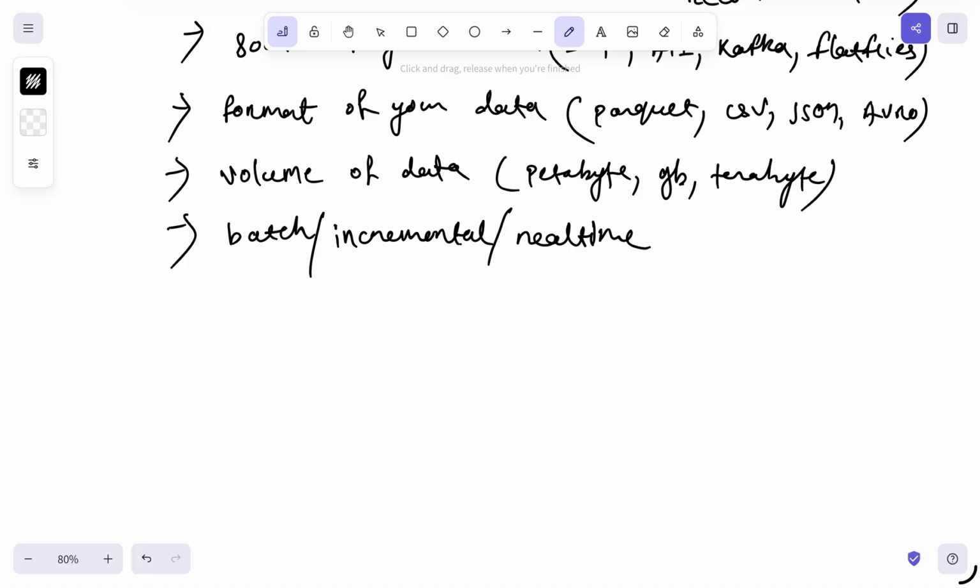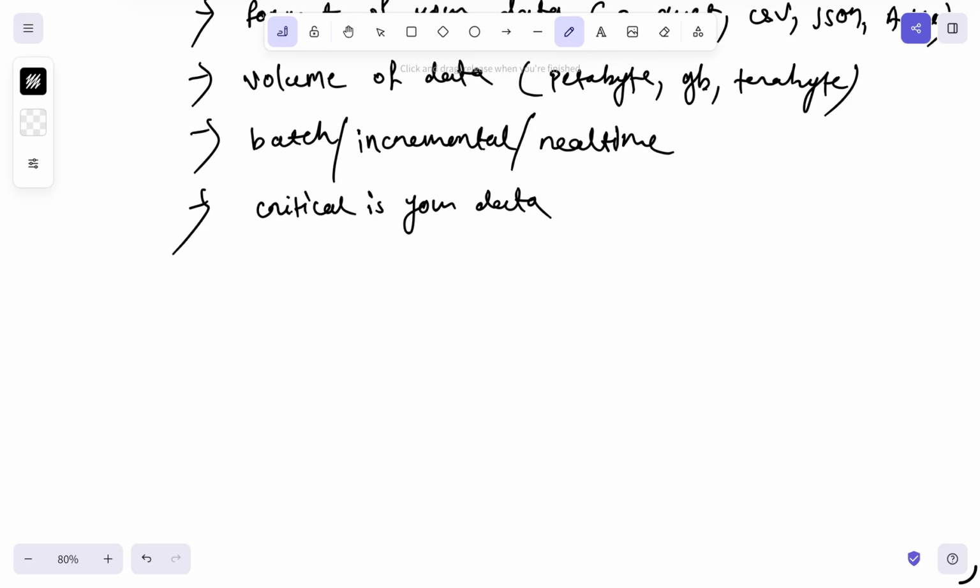The next one is, how critical is your data? You can ask about criticality in the sense of, if you are losing 5% or 3% of data, is it negotiable, or do we have to achieve 100% data accuracy? This kind of question you can ask, right?